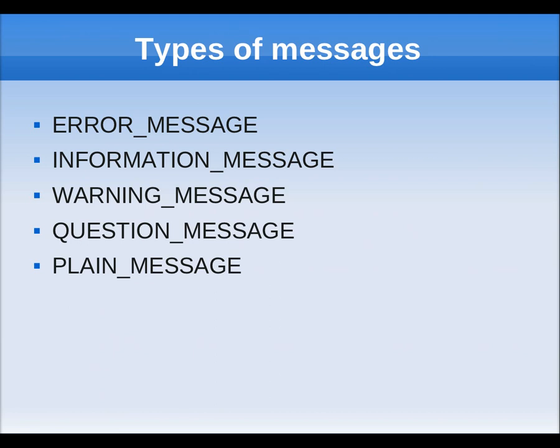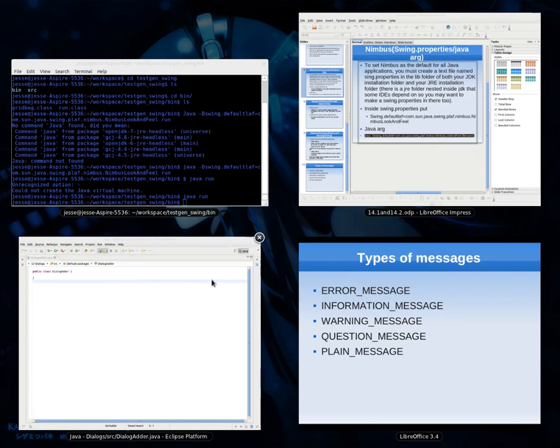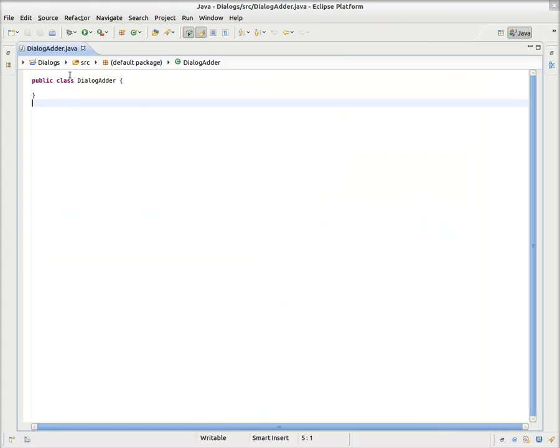So now that we pretty much went over all this stuff, let's go build something that will use these two JOptionPane static methods. So here I made something called DialogAdder. And what we're going to do is import javax.swing.JOptionPane, because that's what we were talking about.